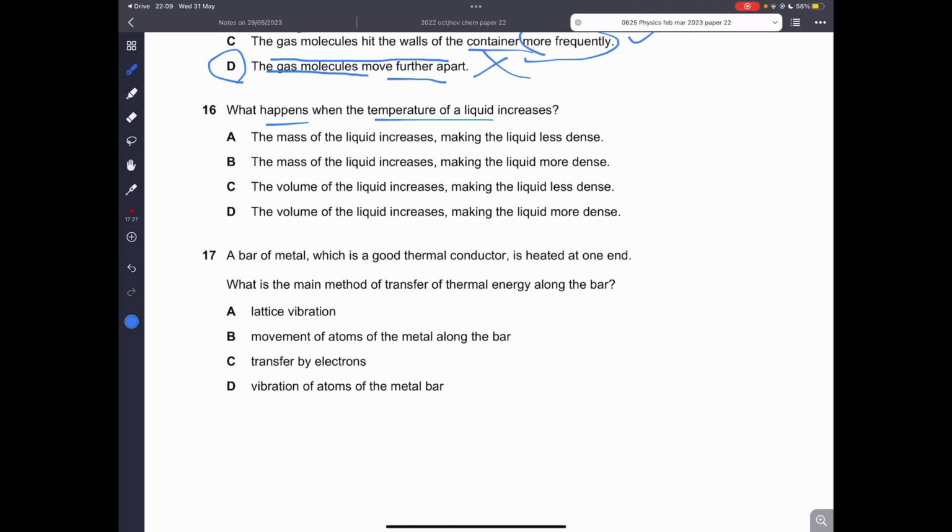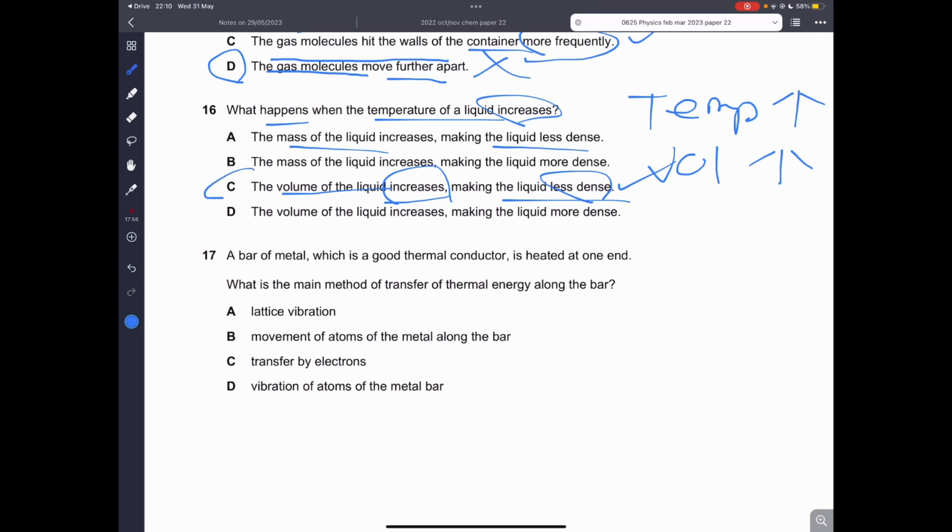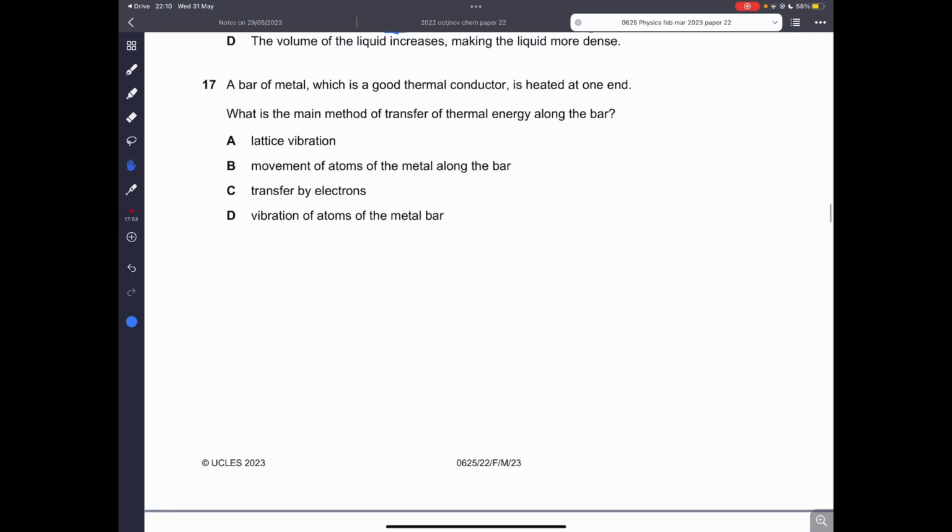Question number 16. What happens to the temperature of a liquid when it increases? The mass of the liquid increases, making the liquid less dense. Okay, when the temperature increases, usually we have thermal expansion, and thermal expansion is basically the volume being increased. So the volume of the liquid will increase, making the liquid less dense. So C is the correct answer.